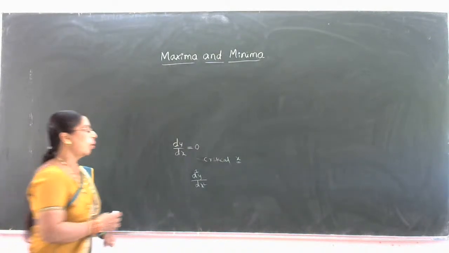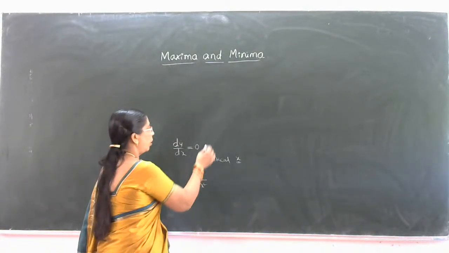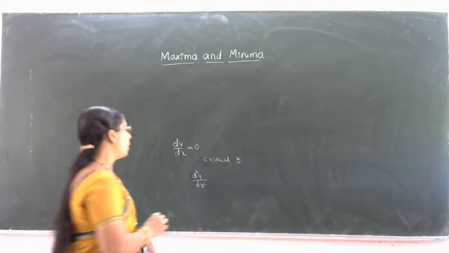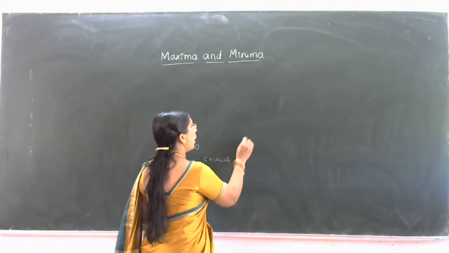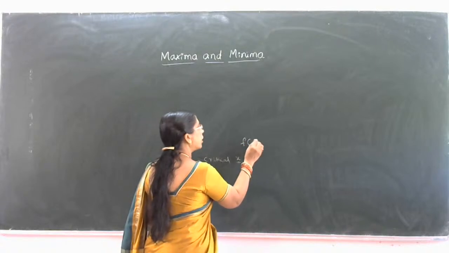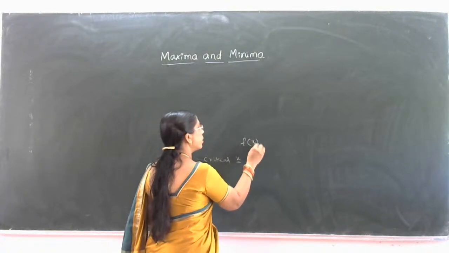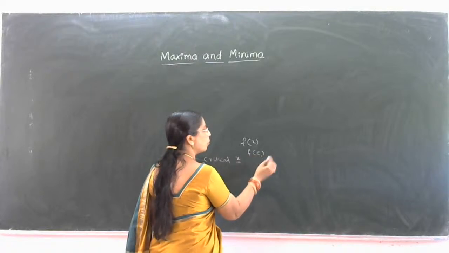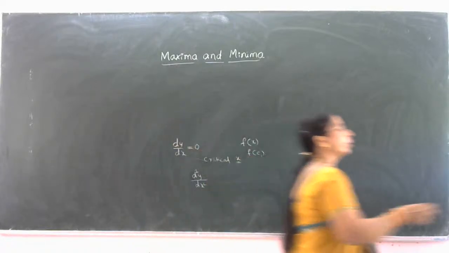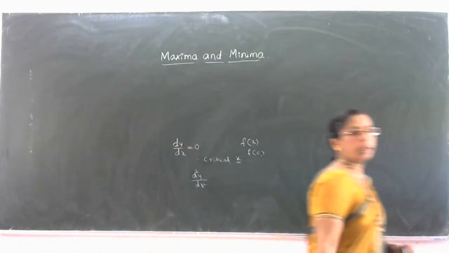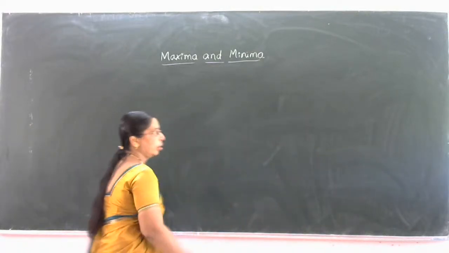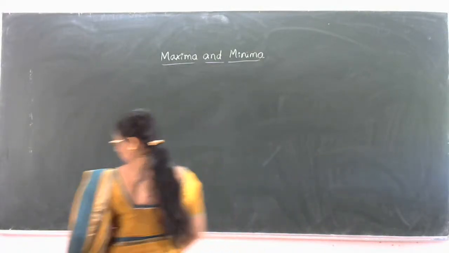Then we find the value of maximum and value of minimum at critical points. F of x, if C is the critical point, you find C1, C2, C3. These C1, C2, C3 are the critical values of the function. We'll solve one problem.